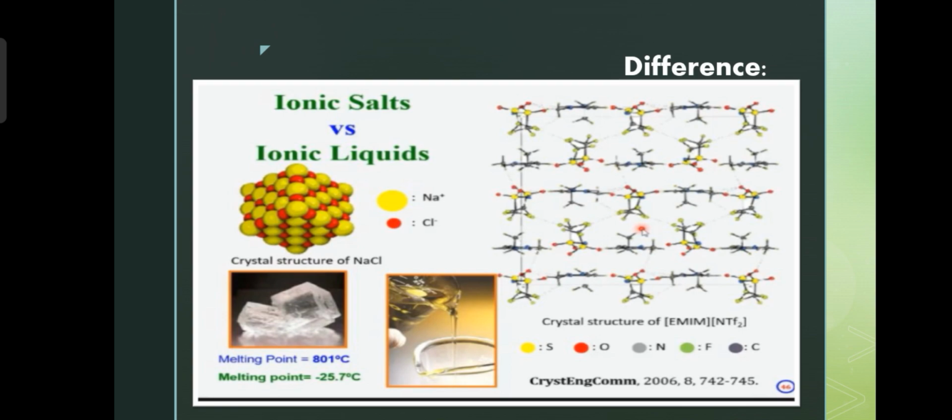What is the difference between ionic salt and ionic liquids? The salt is in crystal form, the liquid is in liquid form, and the gaps are somewhat tight in our ionic salt, and loose in ionic liquids. So these are in liquid form, these are in solid form. Basically the melting point of ionic salt is 801 degrees centigrade, but the melting point of ionic liquid is below 100 degrees centigrade, of course.